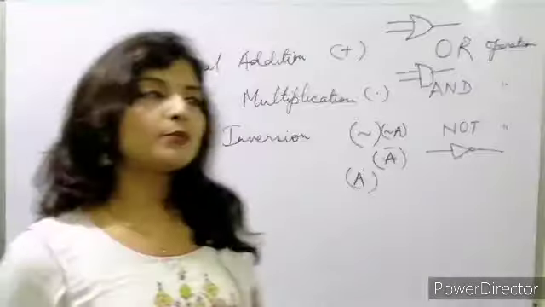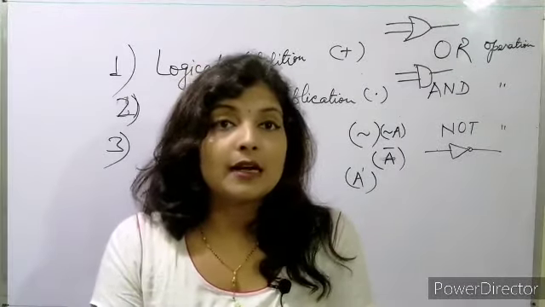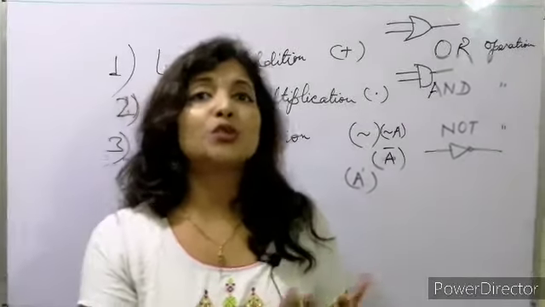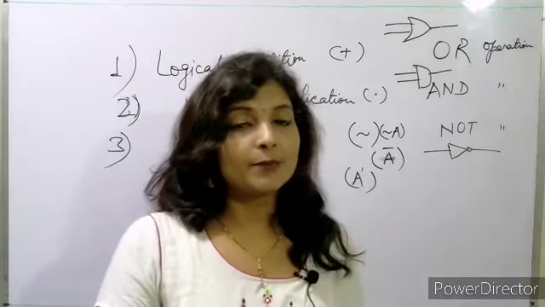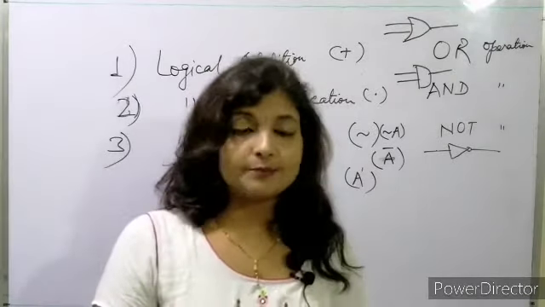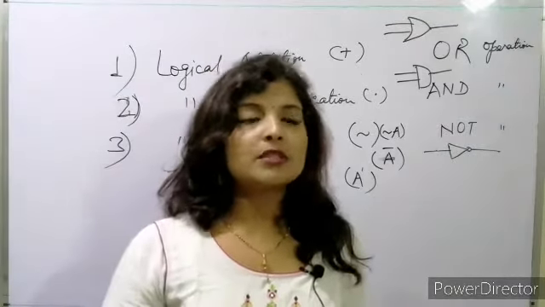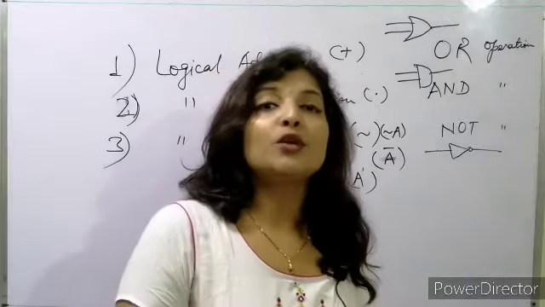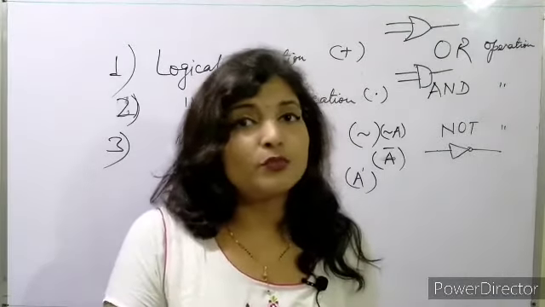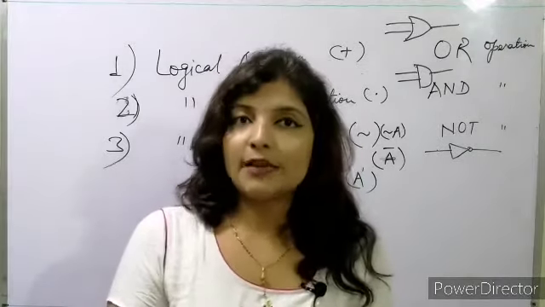Now we'll see some postulates. Postulates are something that is accepted as true, like axioms in maths. Similarly, in Boolean algebra there are postulates, meaning functions that are accepted as true, and we can use them in proving theorems or solving sums.